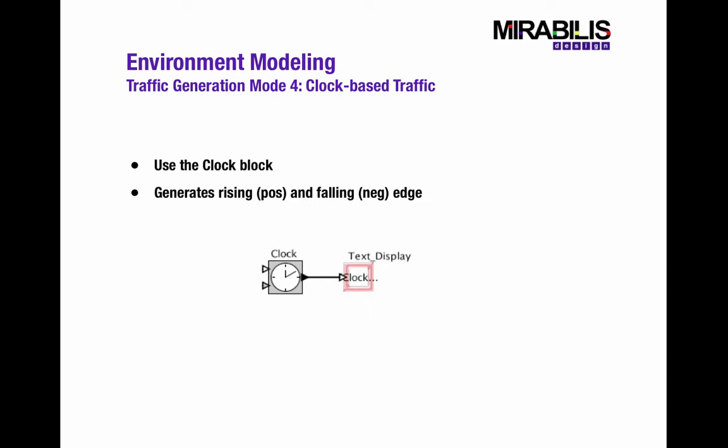In traffic generation mode number 4, we are using clock-based traffic. Now, as a caveat here, almost all of what you're going to do in system level design is going to be based upon high-level transactions and transactions that are sent typically asynchronously. But there are some designs that require a far greater level of detail and lower level of abstraction. And these designs could be clocked, in which case we'll use this mode in order to drive those blocks.